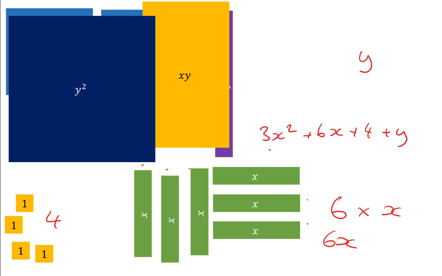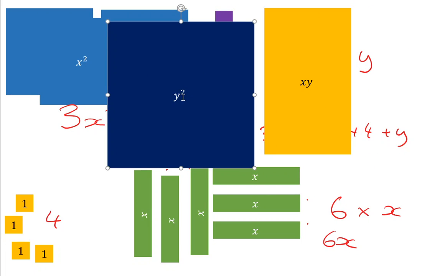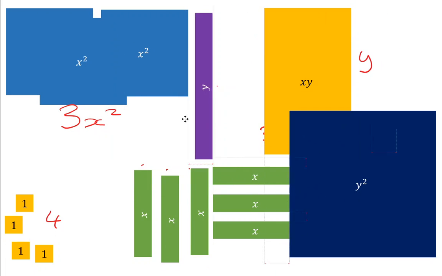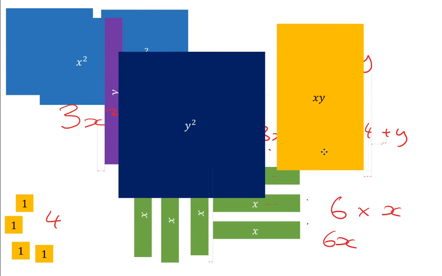So the crucial point here is if any of the letters are different, or if any of the powers are different, then they're different kinds of things, and you can't simplify them further. You can't add them together further.